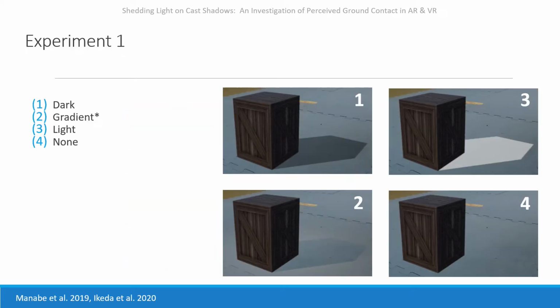In our first experiment, we presented people with 4 shadow shading conditions. 1, a traditional dark shadow. 2, a gradient shadow. 3, a white shadow. And 4, no shadow at all.